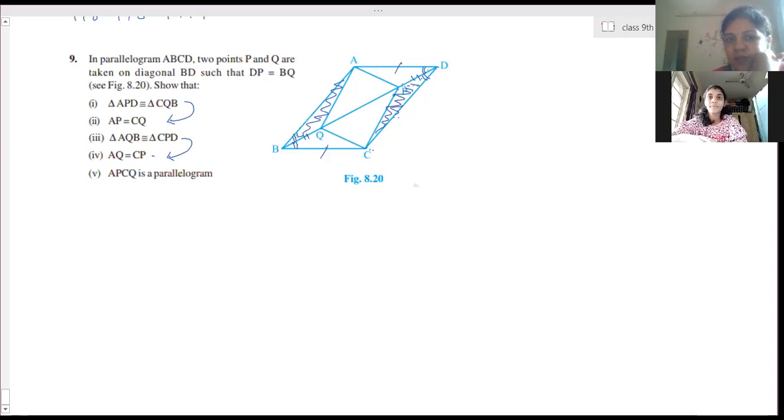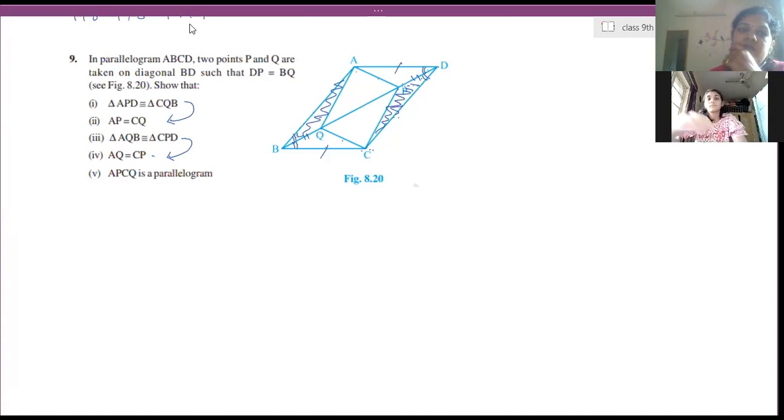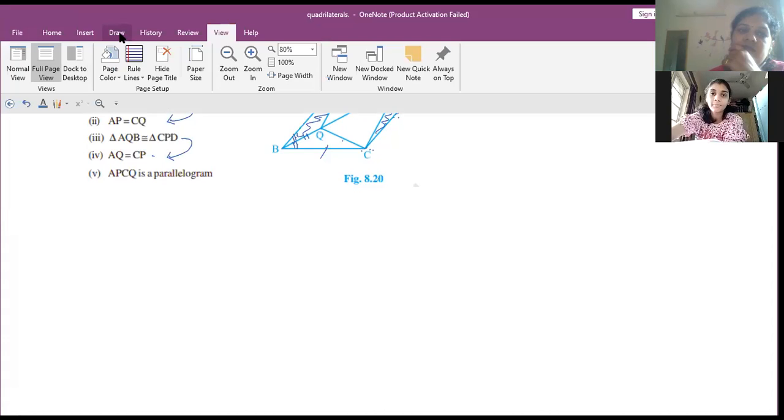And now APCQ, opposite sides are equal. You have shown AP is equal to CQ, and AQ is equal to CP you have shown. So both pairs of opposite sides are equal. Therefore, it is a parallelogram. Clear? Yes, ma'am.